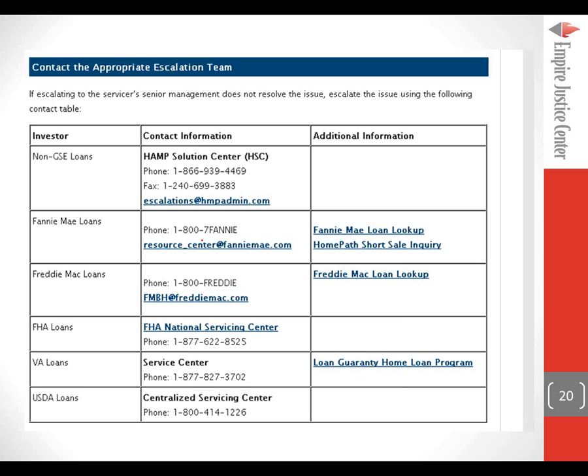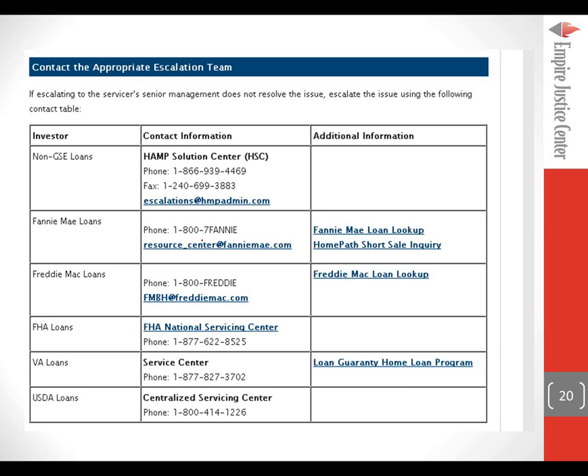Now, I'm guessing that some folks on the call have had experiences with the HAMP Solution Center. And if I had to guess, I would say that not all of them have been completely positive. I know that for us, we have found this process is somewhat hit or miss. I certainly would encourage you to attempt to try it, but I'm also not going to sit here and tell you that all of your problems will most definitely be solved by the HAMP escalation teams.